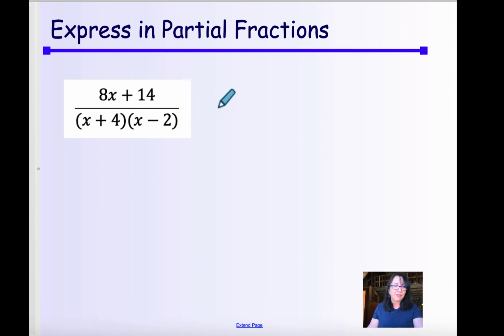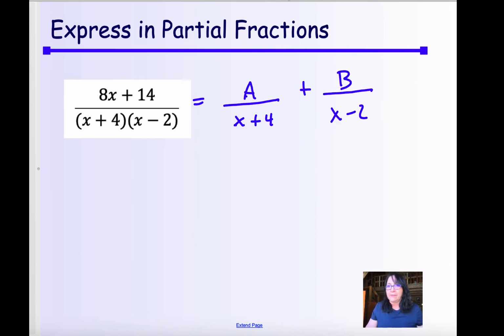So we're going to try to do this one as expressed as a partial fraction. I want you to pause the video, try it, and then turn it back on and check your answer. Okay, I'm assuming that you did that. Welcome back. They've already factored this for me, so I don't have to factor anything. So all I have to do is set up, add my equal sign, a over x plus 4 plus b over x minus 2.